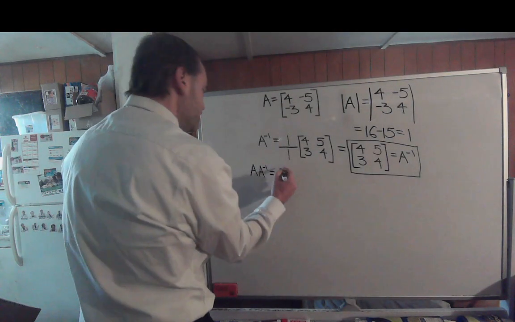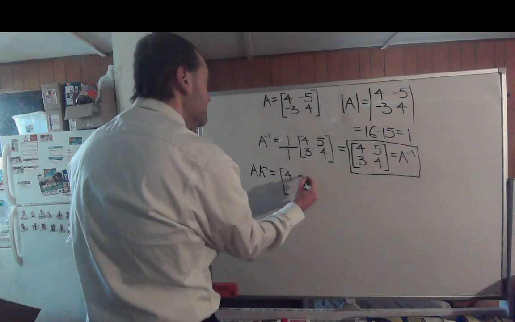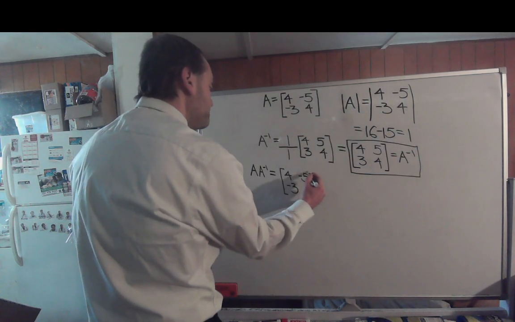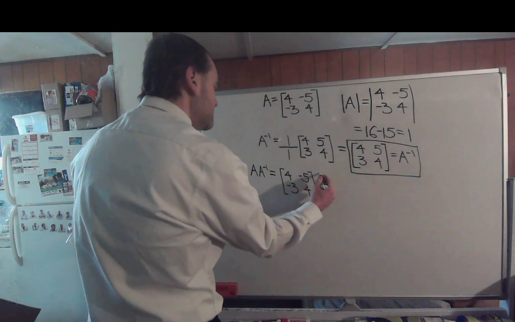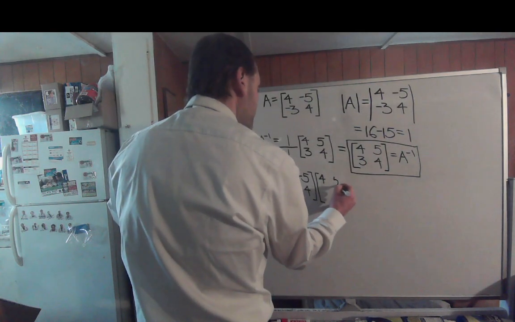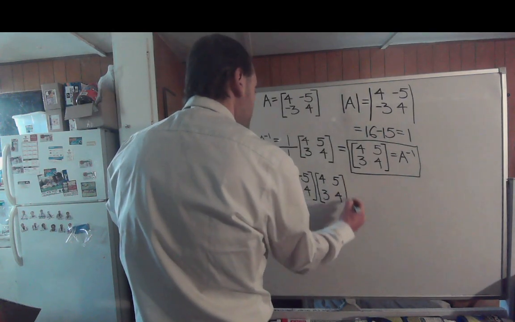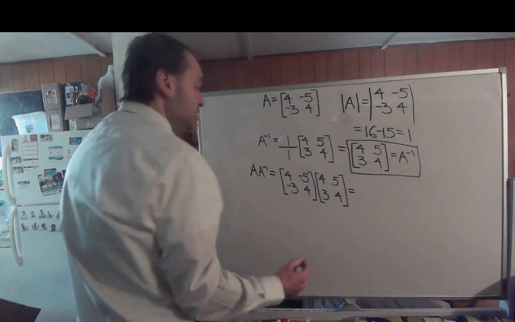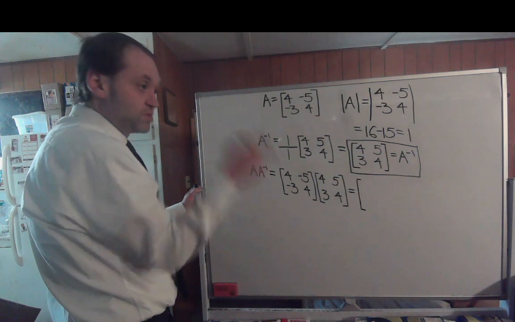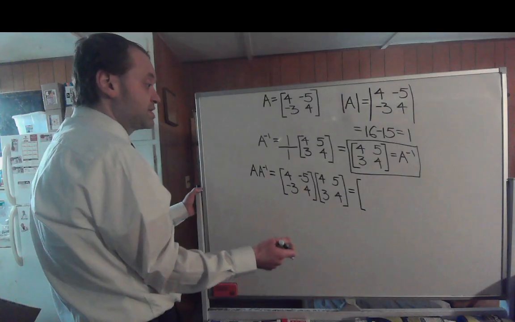So take your matrix A, which in this case was 4, -5, -3, and 4. And then take your A inverse, which was 4, 5, 3, and 4. Alright. So, matrix multiplication, they're both the same dimensions. They'll definitely multiply and produce a 2 by 2 matrix.